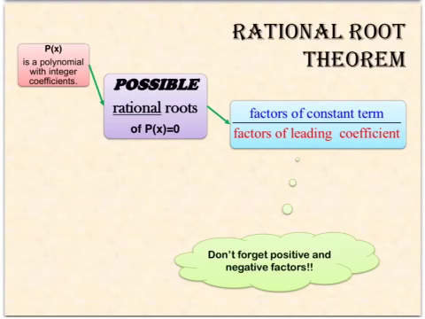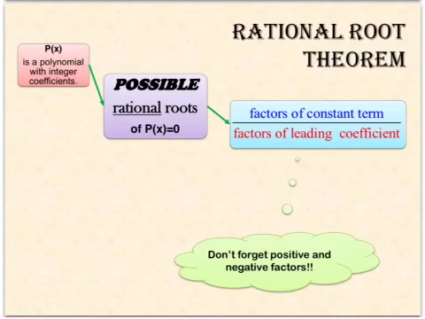The rational root theorem says that anytime I'm given a polynomial p of x that has integer coefficients, in order to find the possible rational roots, so remember this word possible means that if a rational root exists, it will be in this list of numbers, we take the factors of the constant term and we divide it by the factors of the leading coefficient. So remember, in standard form, the leading coefficient is the number that is at the very front of my polynomial. Now, we cannot forget the positive and negative factors.